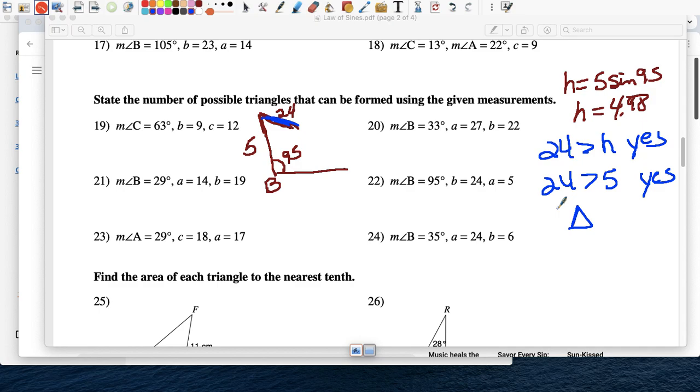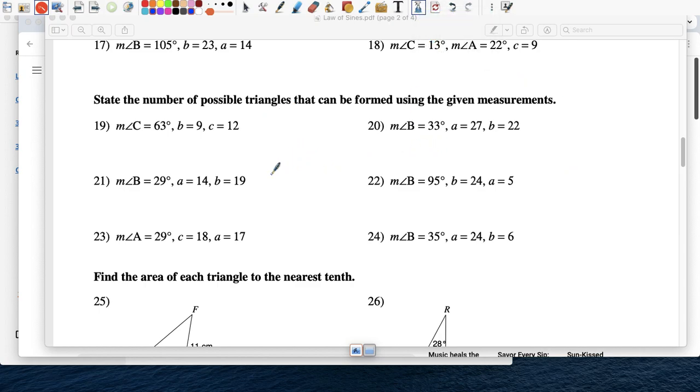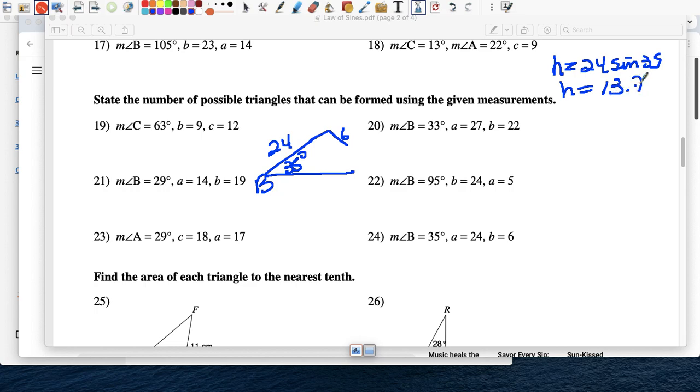Oh, I picked the wrong one. Anyway, let's draw it out again. Here's the floor of the classroom. You're given this stick. This measures 35 degrees. That's angle B. And here dangling is 6, and this measures 24. Let's find the height of that triangle. Height is going to be 24 times sine of 35, and it's 13.76.